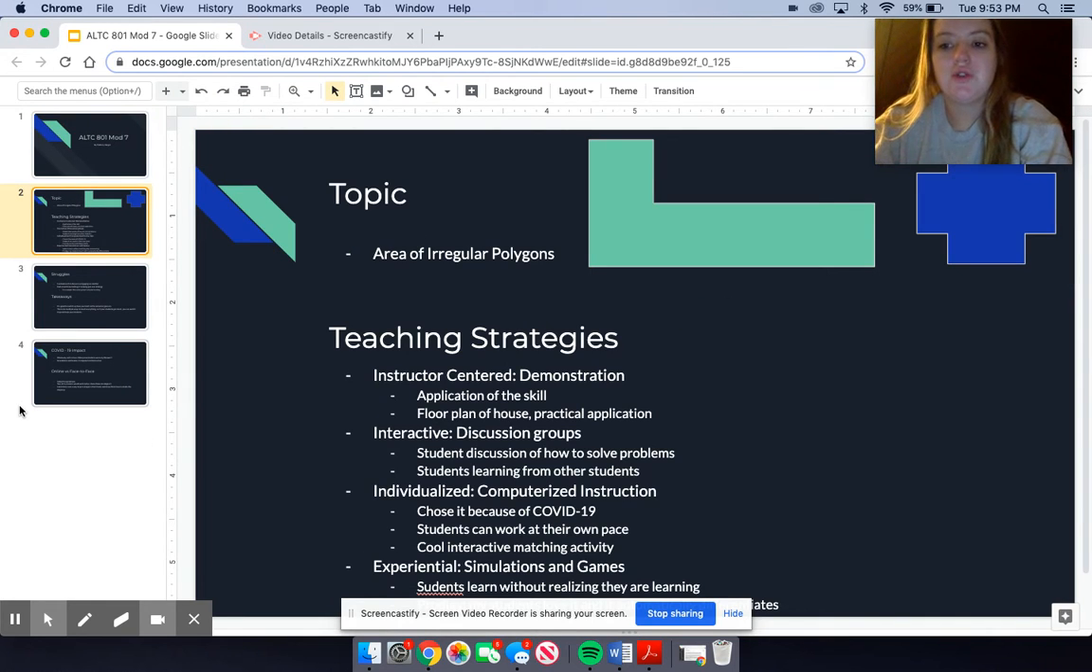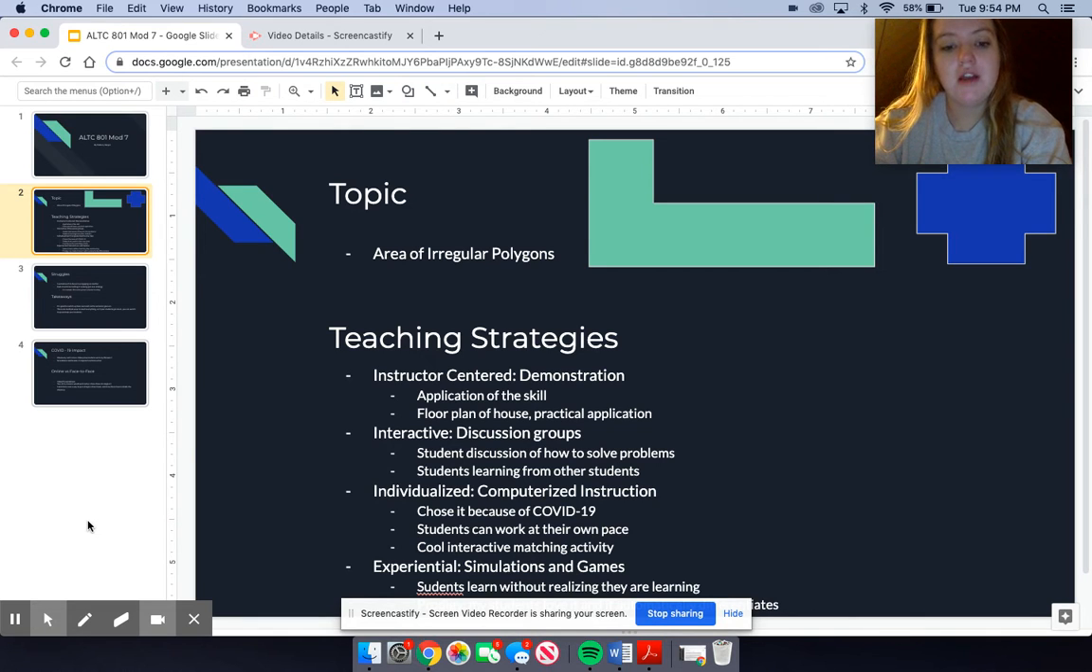The topic I chose for each of the lesson plans was finding the area of irregular polygons, and I gave two examples, this kind of L shape and this cross. Really, what I mean by irregular polygons is when you just have to draw a line and divide to find the area. The reason I chose this was that last year my students struggled in getting mastery in this. My sixth graders really struggled with it, so I just wanted to focus on it a little bit.